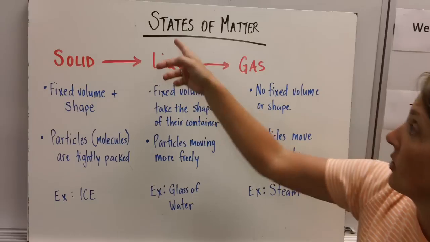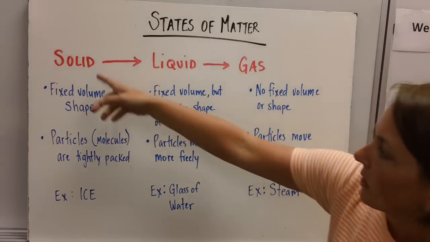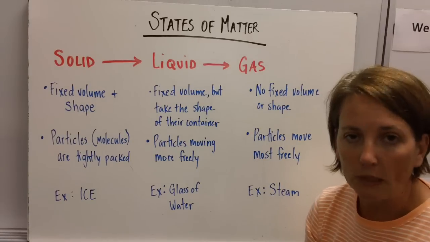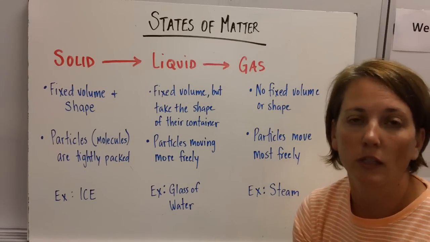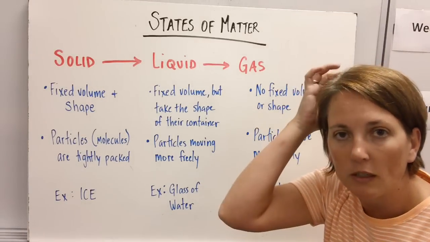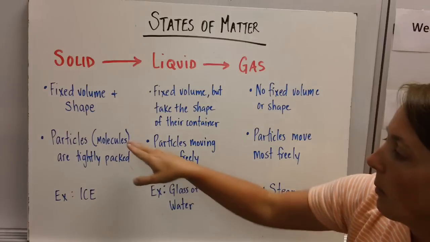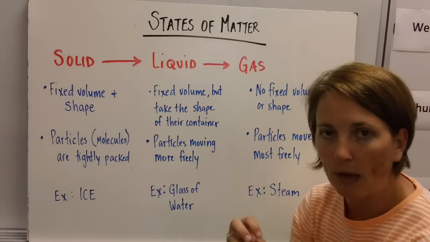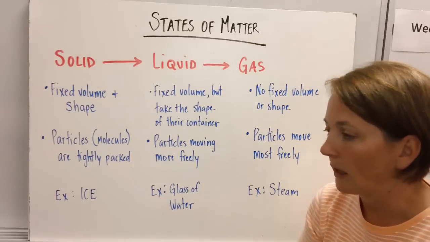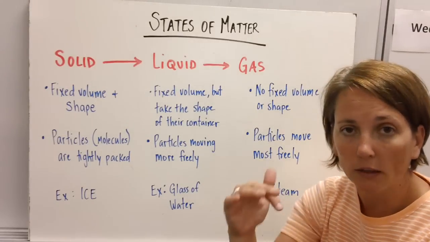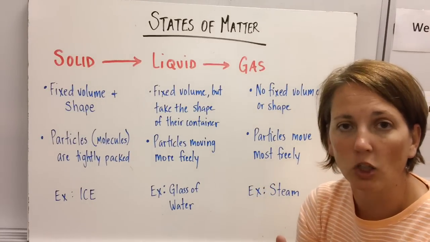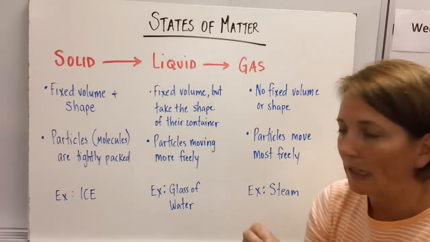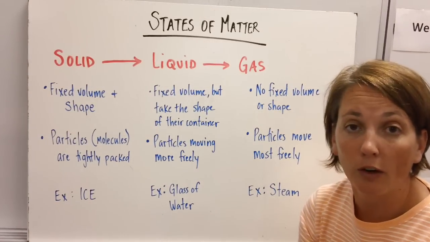The title of this entry is going to be States of Matter. So we're going to start with a solid. A solid has a fixed volume and shape, which means it is in a cube, it is in a circle, it is in a tube of some sort, but it does have a fixed volume and a fixed shape. The particles or molecules that make up that solid are tightly packed together. An example would be an ice cube. If you think of an ice cube, it's in a block. The molecules that make up that ice cube, which we know are hydrogen molecules and oxygen molecules, are tightly packed together. They're not moving around very much.